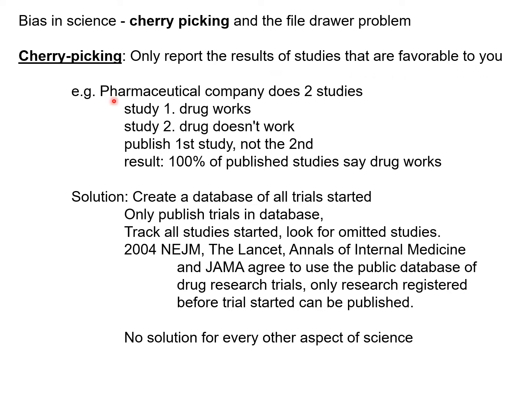So for example, a pharmaceutical company does 2 studies with some sort of drug. Study 1, p-value less than 0.05, the drug works. Study 2, p-value larger than 0.05, the drug does not work. So then what do they do? They tell the world about the first study, and then they just kind of forget the second study was ever done and don't tell anyone about it.